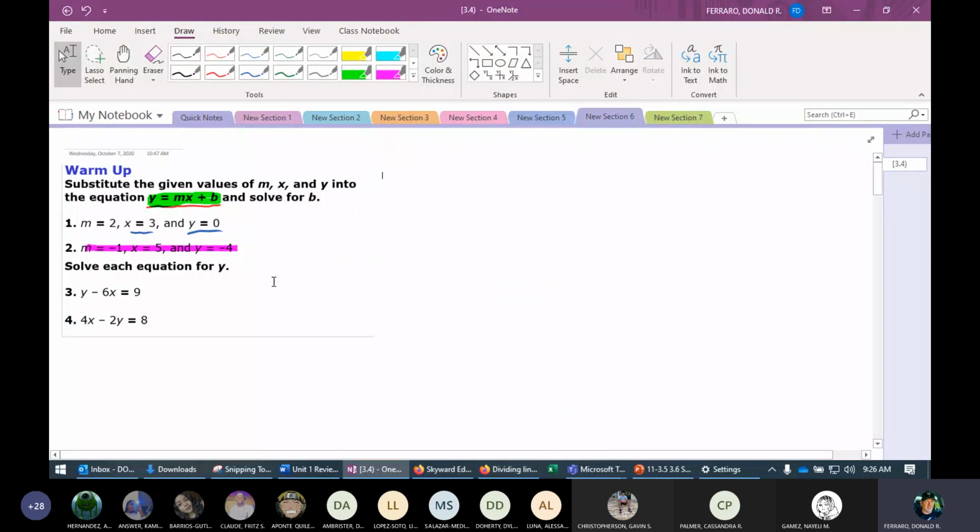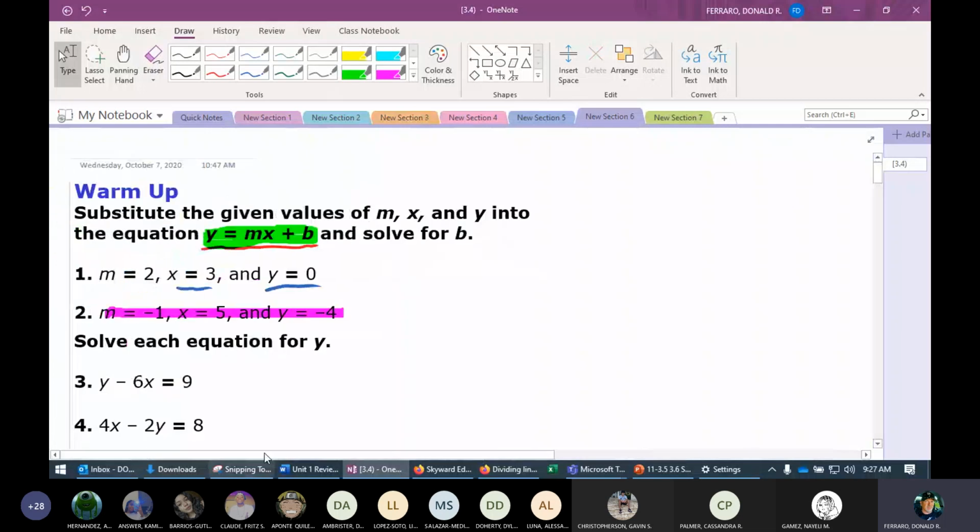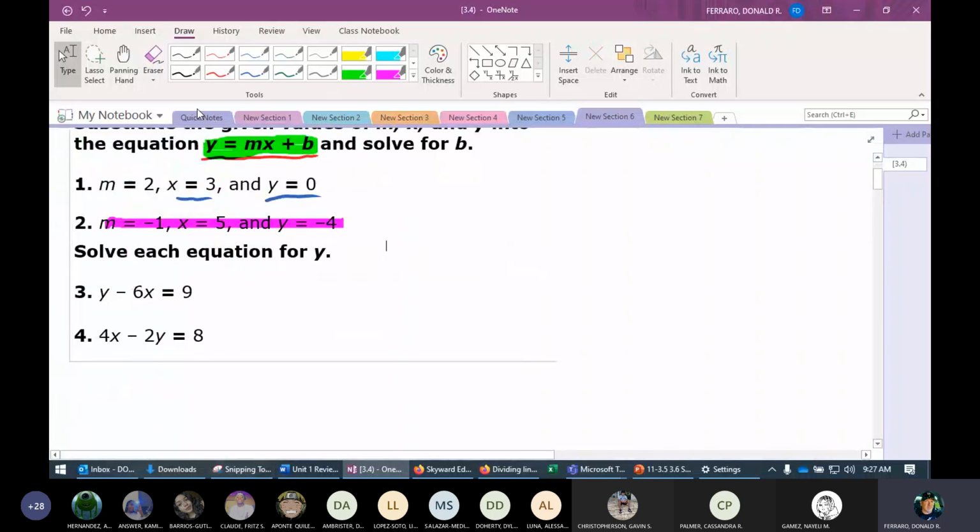Good. Okay, so now we're solving for y. This is some pretty easy stuff, I think, for the most part. This is basic algebra. You guys are pretty good with this. Gavin, can you help me with this one? I'm looking at number 3. Gavin, are you there? Evelyn, are you there? Evelyn?